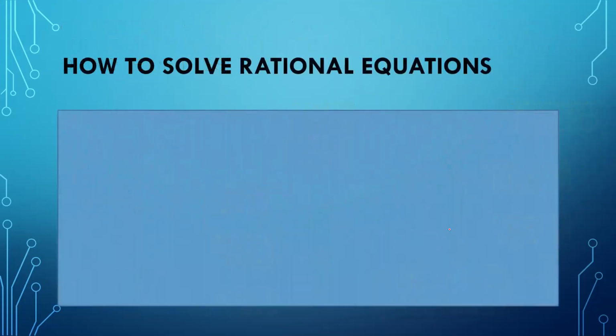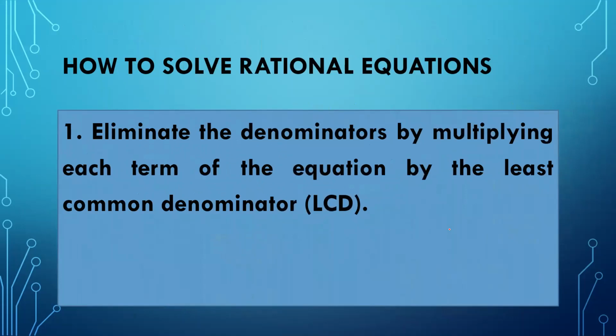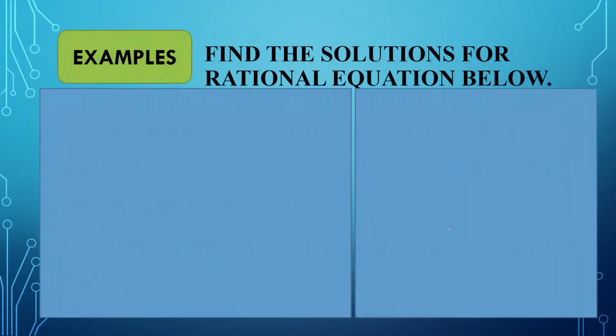So next, we have this one. How to solve rational equations. So we have here the steps. Number 1 is to eliminate the denominators by multiplying each term of the equation by the least common denominator, or the LCD. Then second is to simplify the equation to get the value of the variable. So we have here an example. Find the solution or solutions for the rational equation below. We have number 1, 3 over (x plus 1) is equal to 2 all over (x minus 1).